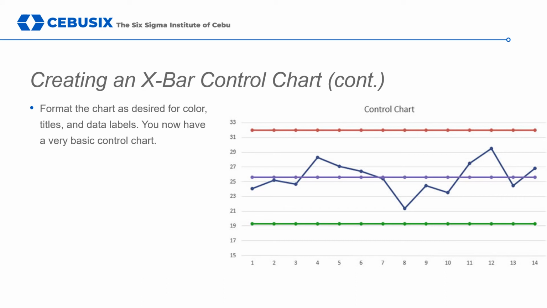Now, you can format the colors, title, and data labels as you see fit. If the data point's line color is too similar to the mean, go ahead and change the color of the mean line. Once this is done, we can add in the 1 and 2 standard deviation lines above and below the mean.